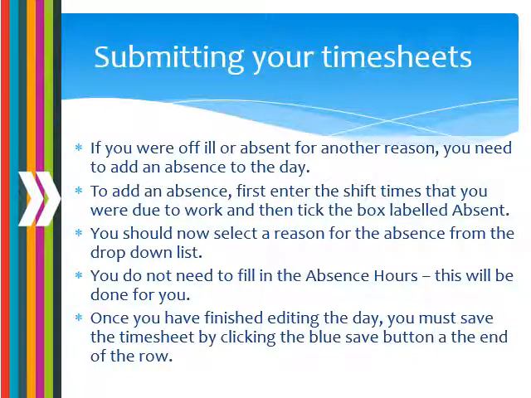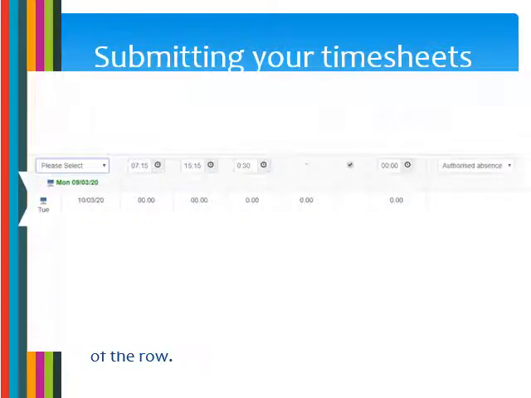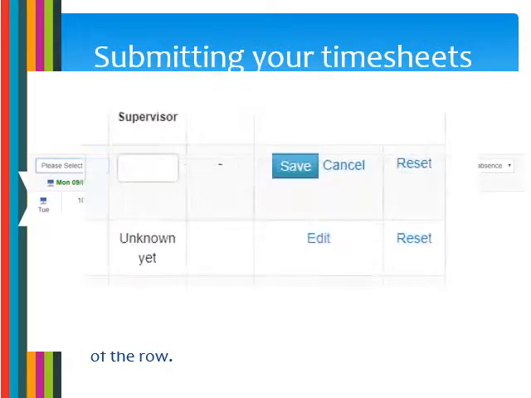If you are off ill or absent for another reason, you need to add an absence to the day. To add an absence, first enter the shift times that you were due to work and then click the box labelled Absent. You should now select a reason for the absence from the drop-down list. You do not need to fill in the absence hours. This will be done for you by the system. Once you have finished editing the day, you must save the timesheet by clicking the blue Save button at the end of the row.